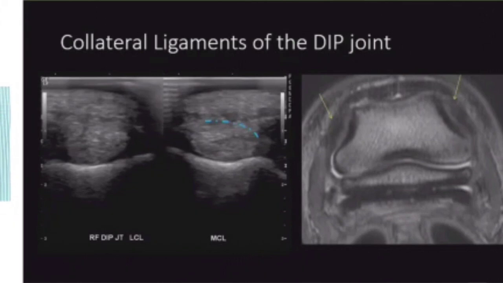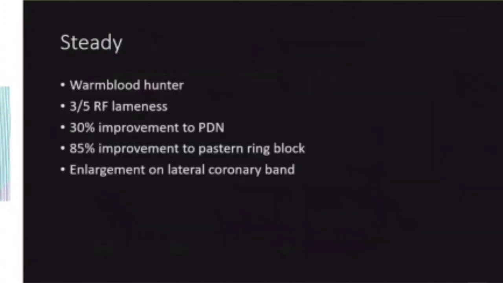And that would be my clinical experience too. It's very easy to over or under assess the collateral ligament with ultrasound. It's actually even a challenging MRI diagnosis. But I'm going to show you a case where we can see, and we still have more to learn.